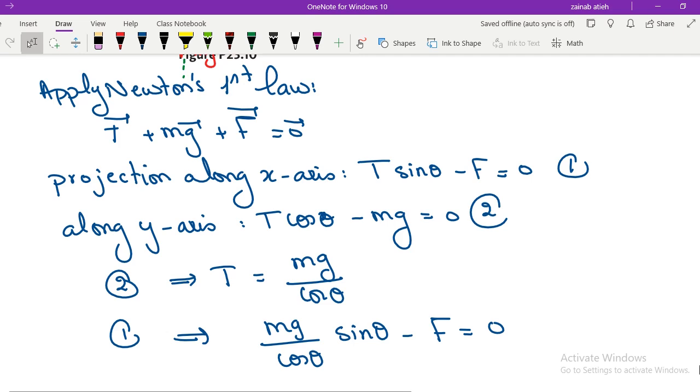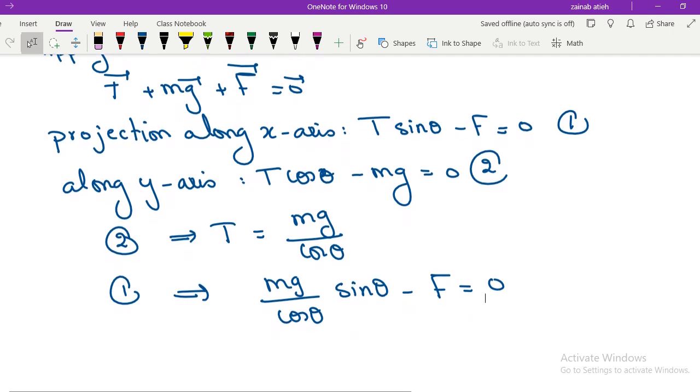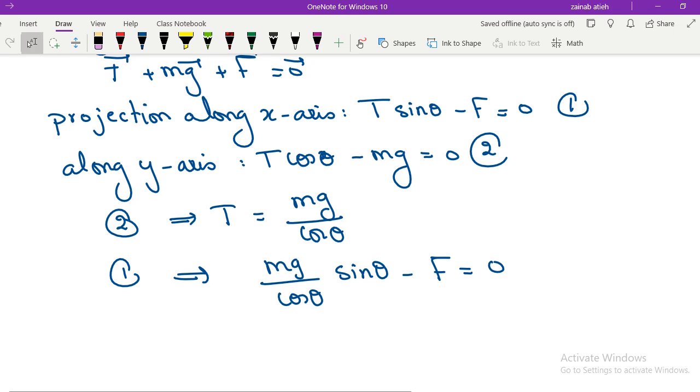So remember, we are searching for the length of the string. It doesn't appear yet, it will appear. So F equals mg tangent theta. Now still L does not appear in the equations. Where does it come from? It appears inside F.